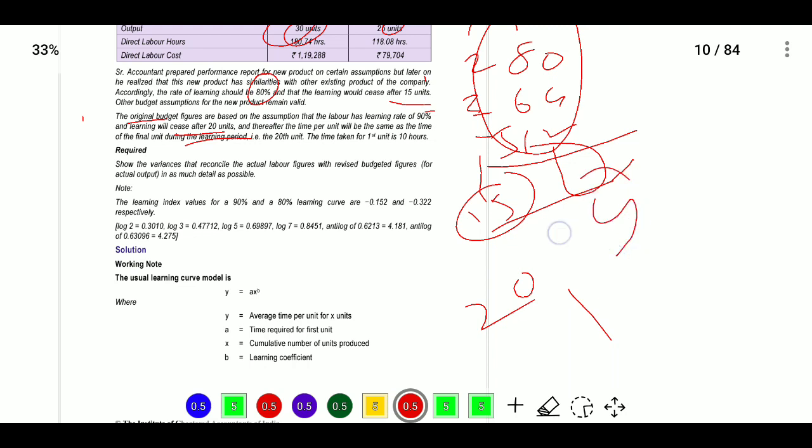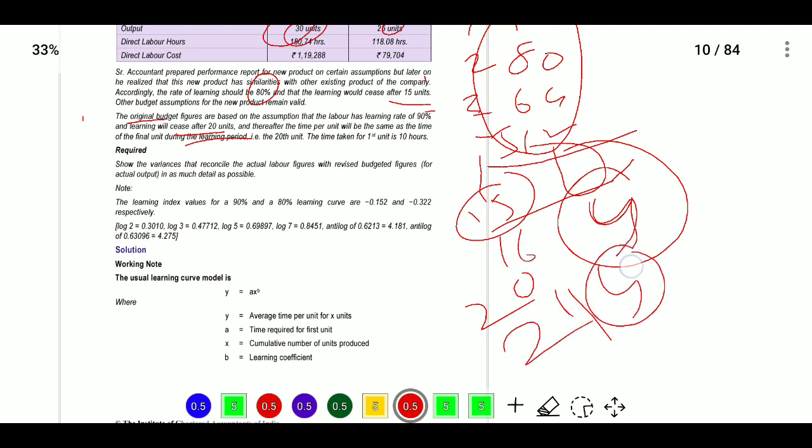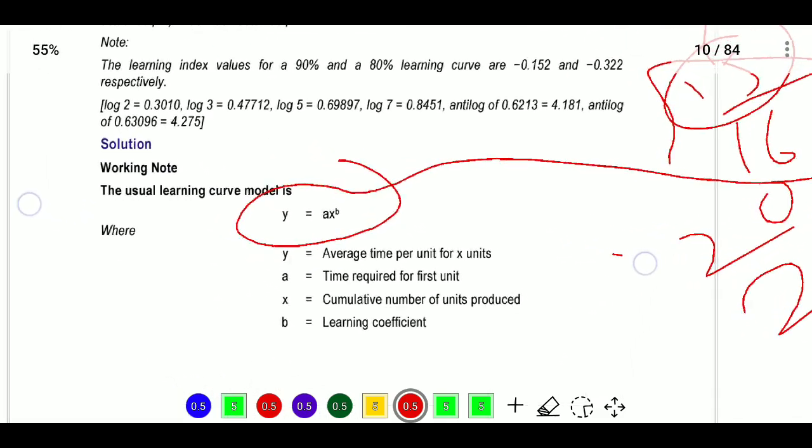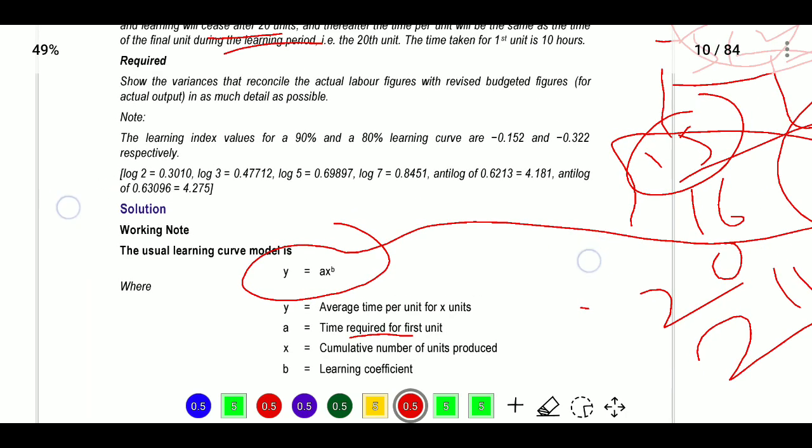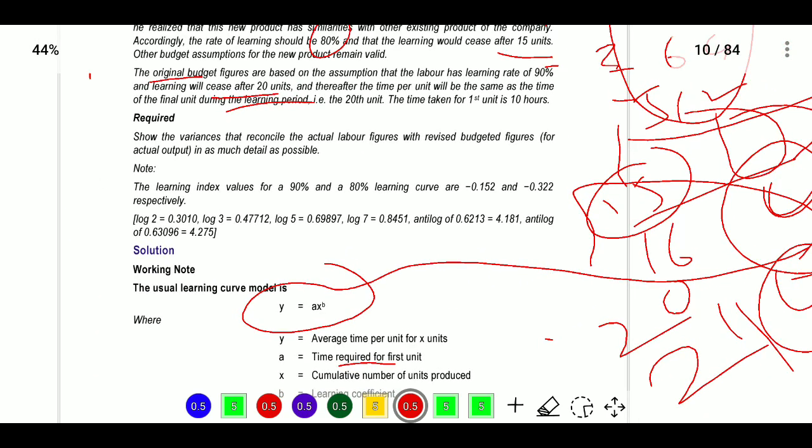So for this we want to calculate, we will assume the 16th unit will be y, or in the case of 21 units we will take that y. We will calculate with the formula y is equal to a x to the power of b. What is the a? A means time required for the first unit. What is the time required for the first unit? For the first unit we will require 10 hours.